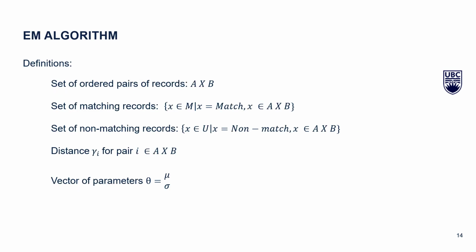Let's go through the expectation maximization algorithm step by step. First, let's go through some definitions. We're going to say that A cross B is a set of ordered pairs of records. Then we're going to say that the set of matching records is represented by M, and the set of non-matching records is represented as U. The distance of each observation is represented as gamma i, and the vector holding parameters mu and sigma is represented as theta.